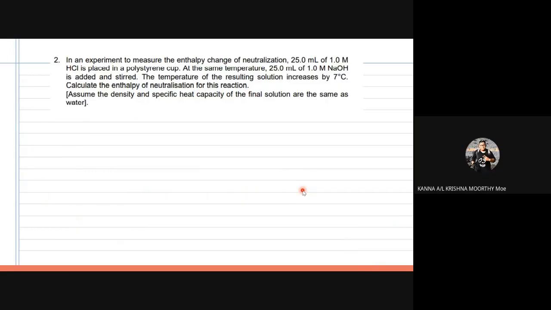Boleh. Okay. So in an experiment to measure the enthalpy change of neutralization, 25 ml of 1.0 molar HCl is placed in a polystyrene cup at the same temperature. 25 ml of 1.0 molar sodium hydroxide is added and stirred. Kalau kita tengok, both HCl and also sodium hydroxide got the same volume and also molarity, right? Yes, Miss. So kita dah tahu dia punya number of mole akan sama je lah. Tapi still kena tunjuk jugalah dia punya calculations.